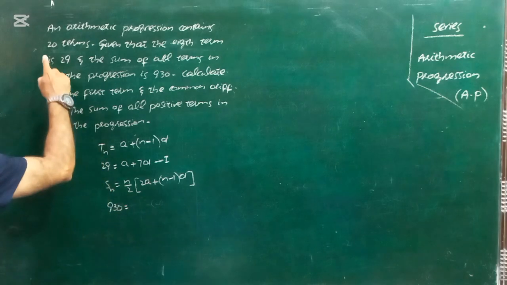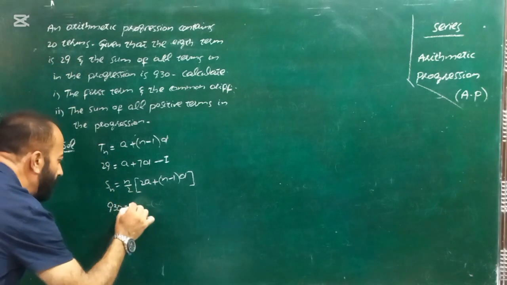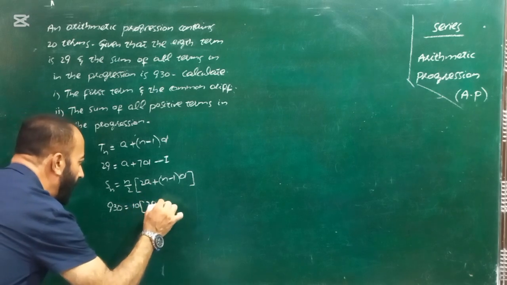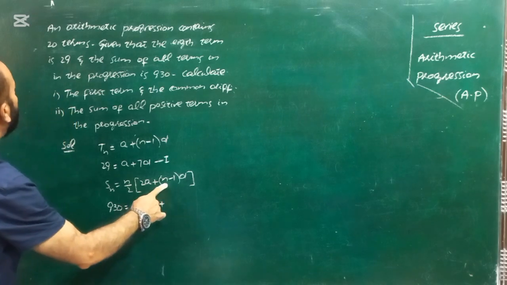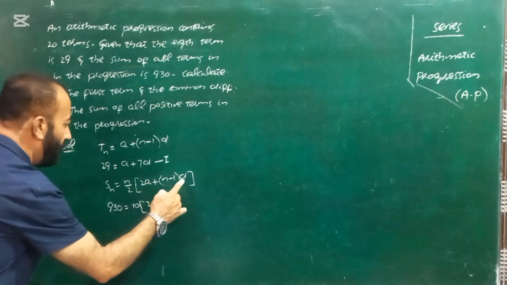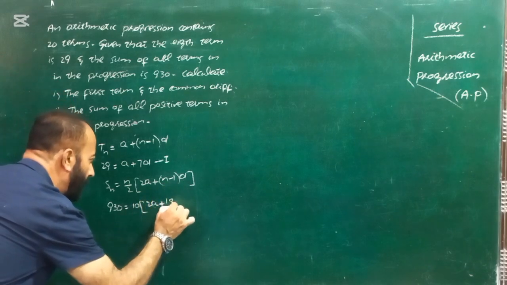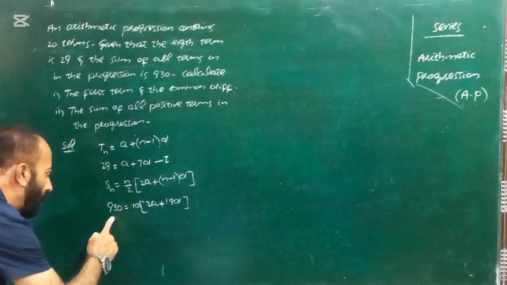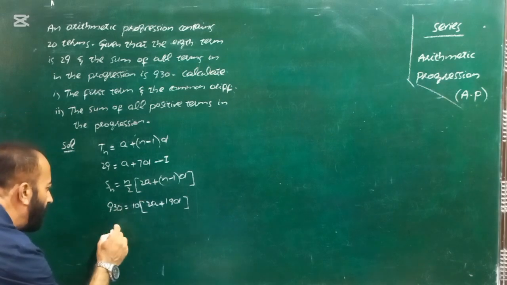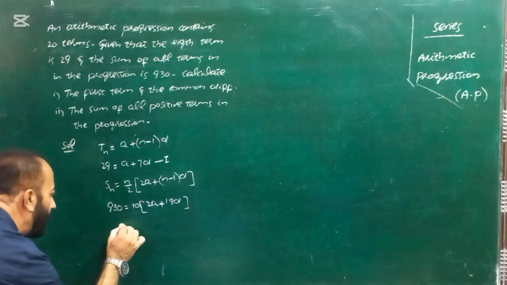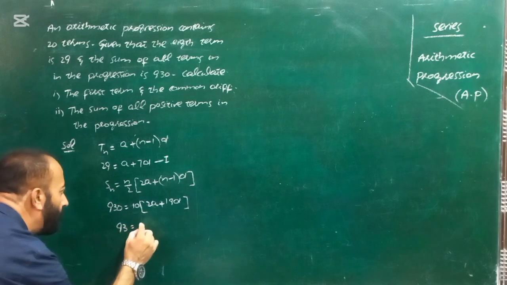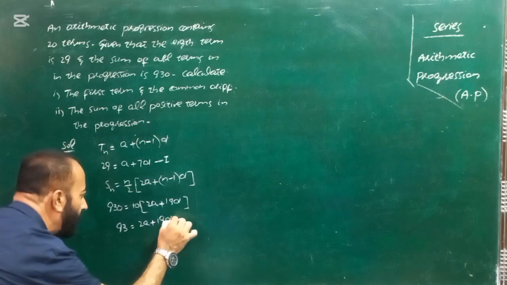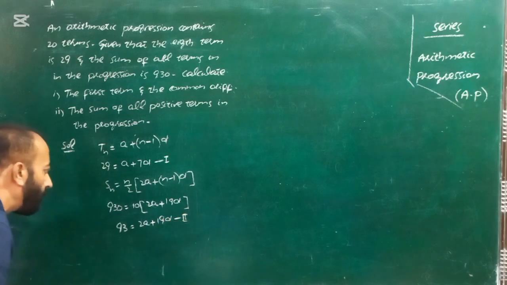And the number of terms is given, that is 20 terms. So 20 by 2 will be 10 into 2a plus, where 20 will be placed, so 20 minus 1 will be 19d. This 10 will come to the denominator of the left hand side, so it will become 93 equal to 2a plus 19d. So this is the second equation.